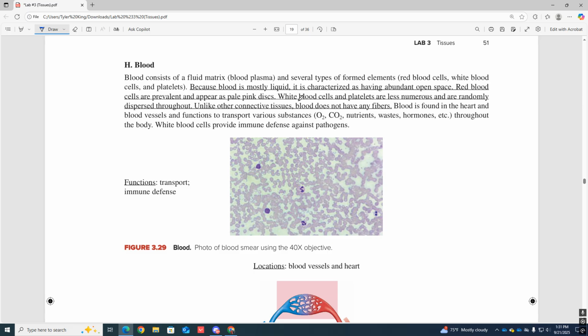And blood is another very easy distinguishing one that we have because blood consists of a fluid matrix, the blood plasma, and has several types of formed elements such as red blood cells, white blood cells, and platelets in them, okay? Because blood is mostly liquid, it is characterized by having an abundant open space. We can see it here, okay? Red blood cells are extremely prevalent. They appear as the pale pink discs here. White blood cells and platelets are less numerous. The platelets are the very small dots here you can just barely make out, okay?